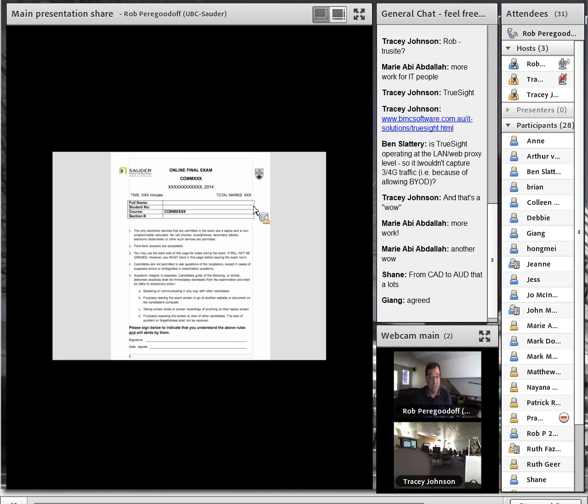First and foremost, just getting the students to sign a document is always a good thing, saying that they are who they say they are. We also use this document for photo ID checks. So when the invigilators are going around the exam comparing student face to photo ID, they'll put their initials onto this piece of paper to show that indeed their ID was checked.